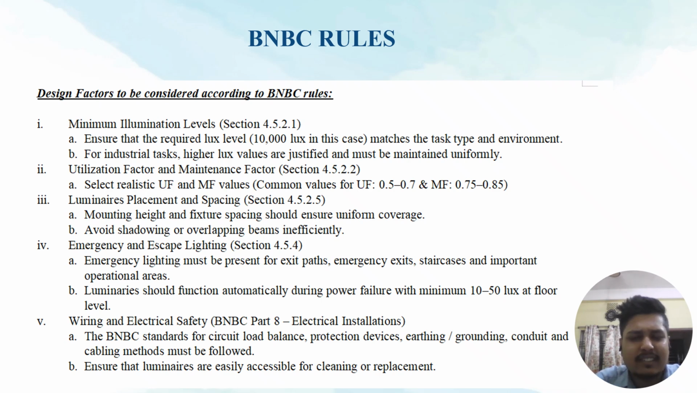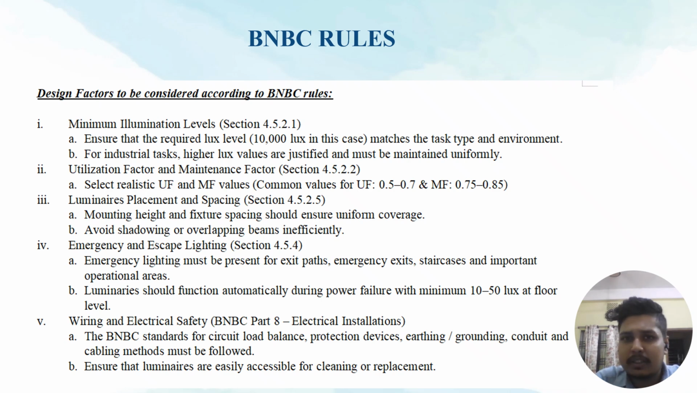So here we can see some points, mainly the minimum illumination level section. It's maintained mainly at 10,000 lux for task specific lighting for individual zones, using high lux values consistently across the area. And number two is utilization factor and maintenance factor. It uses realistic UF and MF values. Then number three is luminaires placement and spacing section. Mounting height and spacing must ensure uniform coverage. Avoid shadows and beam overlaps to reduce inefficiency.